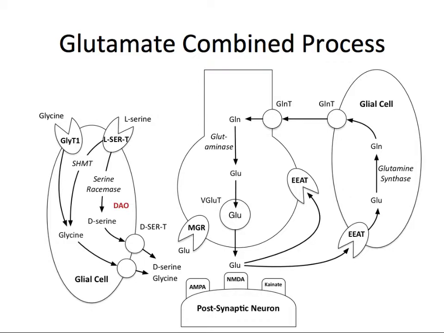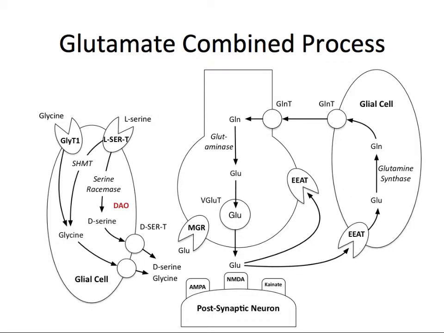The two co-transmitters associated with this are glycine or D-serine. Glycine is taken up by GLYT1. L-serine is taken up by L-cert-T. These are converted to glycine via serine hydroxymethyltransferase, or SHMT. L-serine is converted to D-serine via serine racemase. Excess glycine or D-serine are destroyed by D-amino acid oxidase, or DAO.